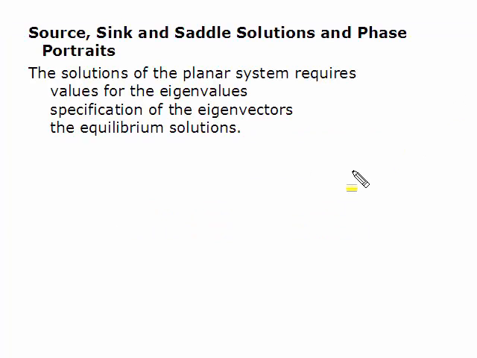So just in general, if we want the solution for the planar system, we have to find values for the eigenvalues. That would be lambda 1 and lambda 2. Then we'll have to specify the eigenvectors. We haven't done that at all. And we'll also look at what are the equilibrium solutions. We start with the eigenvalues.